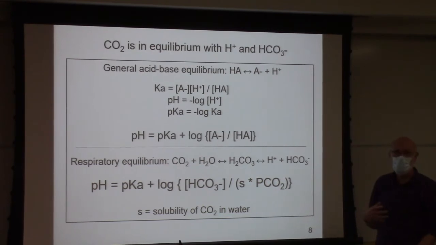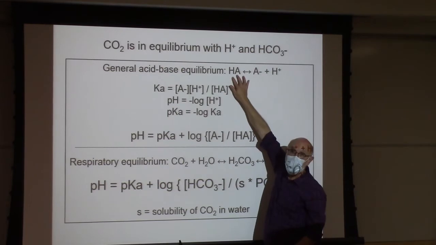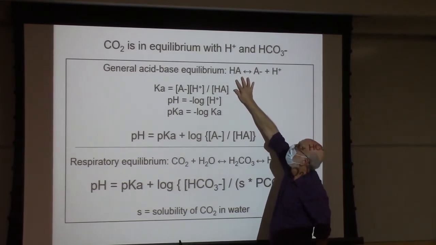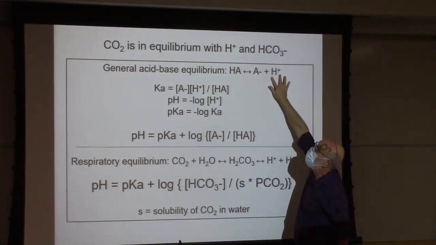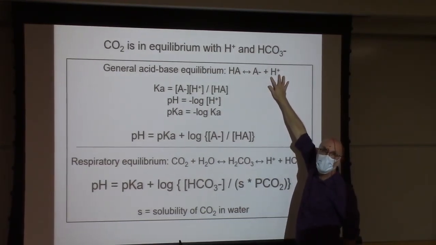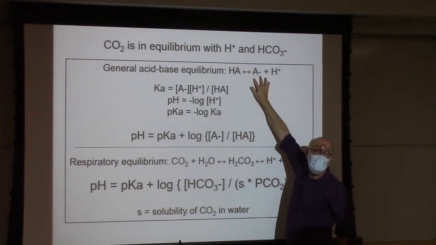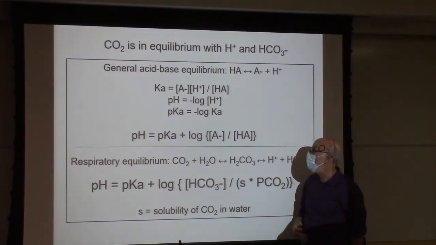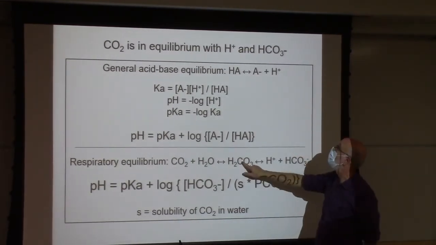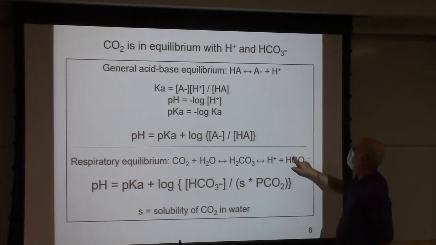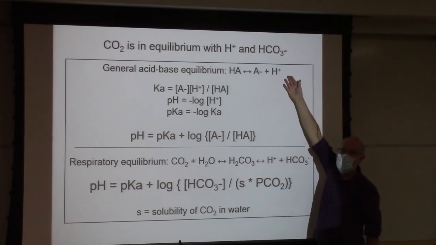I hope you remember that an acid, like carbonic acid, dissociates into protons or hydronium ions. I don't know what the chemists here like to use. And its conjugate base. So in the reaction we're interested in, this is carbonic acid, this is bicarbonate, and this is proton. This is general, this is specific.